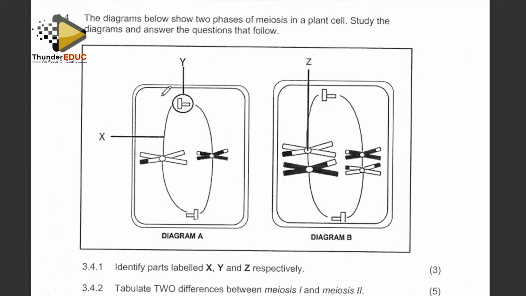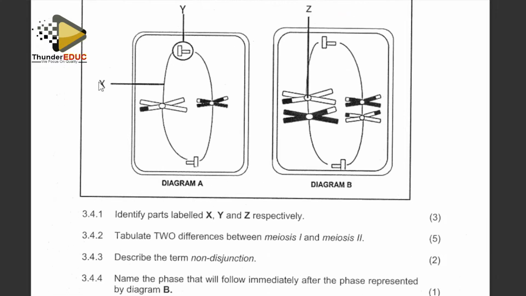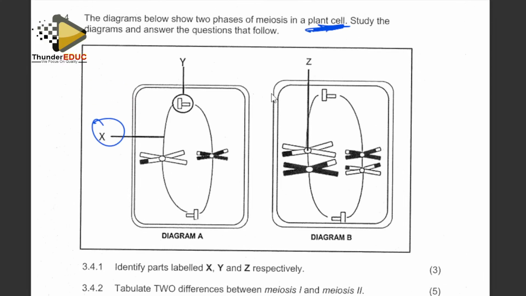Actually, the second last. They're saying the diagram below shows two phases of meiosis in a plant cell. Study the diagram below and then answer. They didn't say this is a human cell. Oh, now talk about 46. Identify the part labeled X. X is spindle fibers. Y is embryos. And then Z.